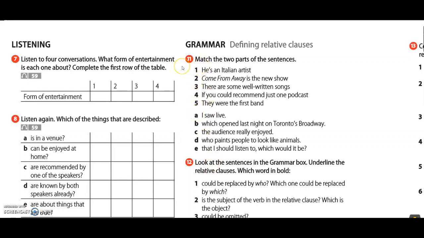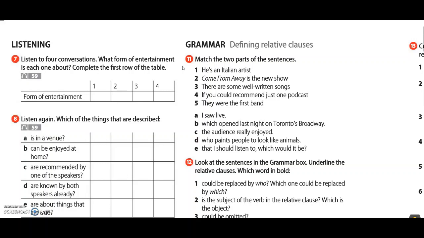In number 1, it says, he's an Italian artist. Number 2, come from away is the new show. There are some well-written songs. Number 4, if you could recommend just one podcast. Number 5, they were the first band.